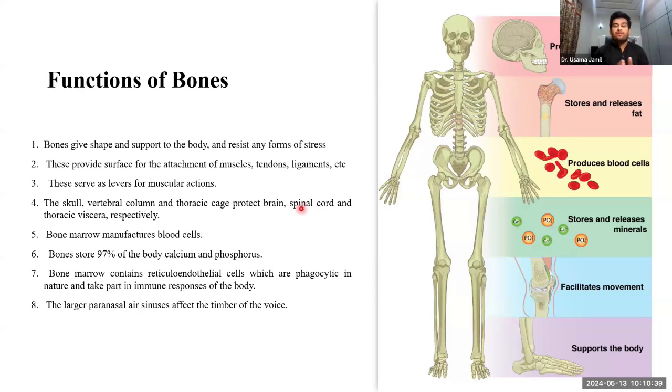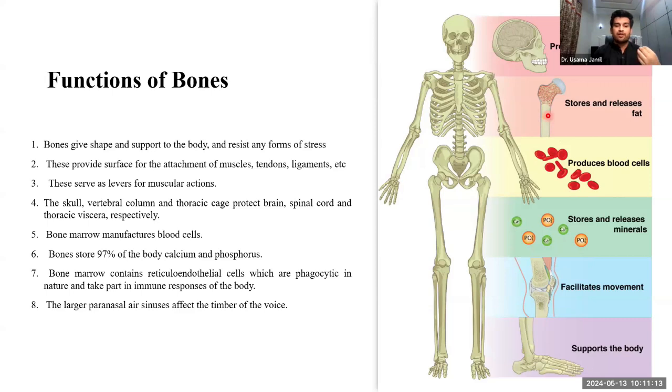So there are different functions. We started with shape and support. Then we moved forward with the attachment of muscles, functioning as a lever. Then we discussed that they can act as protective cavities. Then there is more to it. In the long bones, as you might have seen, if you cut a bone, there is a solid part, this one, and then there is a cavity. This yellow part is called the bone marrow.